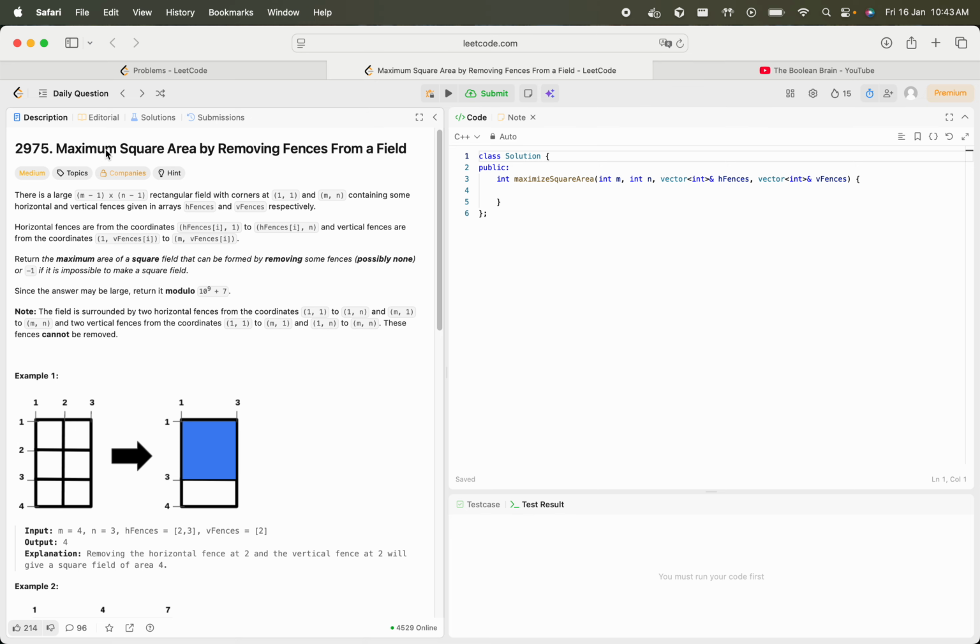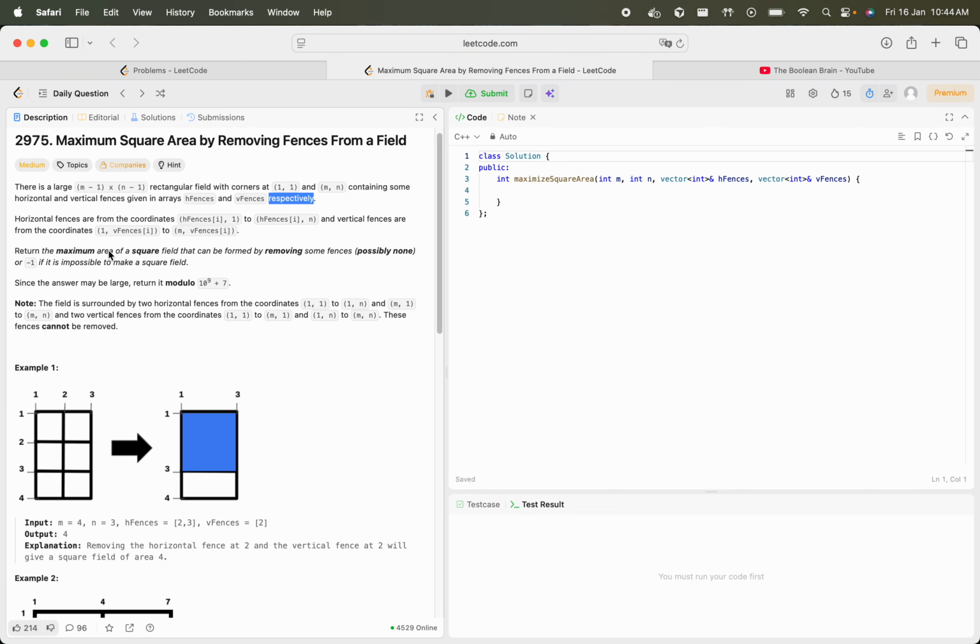The title says maximum square area by removing fences from a field. There is a large m minus 1 by n minus 1 rectangular field with corners at 1, 1 and m, n containing some horizontal and vertical fences given in arrays hFences and vFences respectively. Horizontal fences are from coordinates hFences[i], 1 to hFences[i], n, and vertical fences are from coordinates 1, vFences[i] to m, vFences[i].